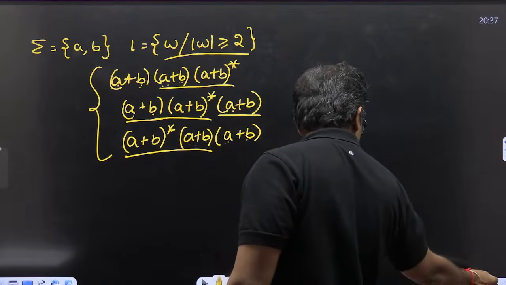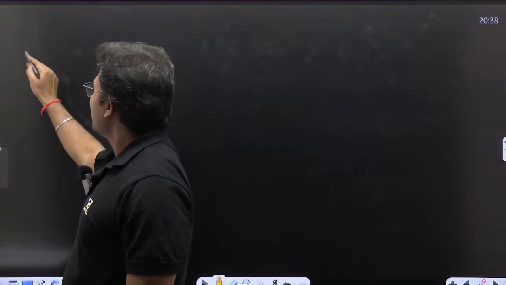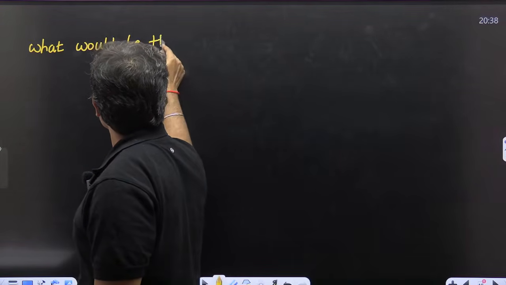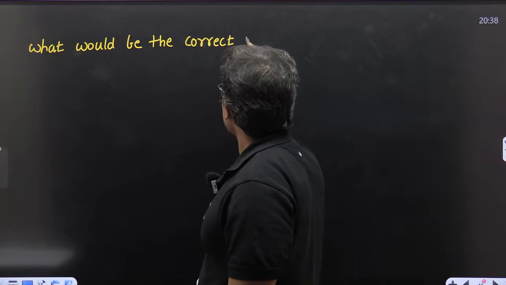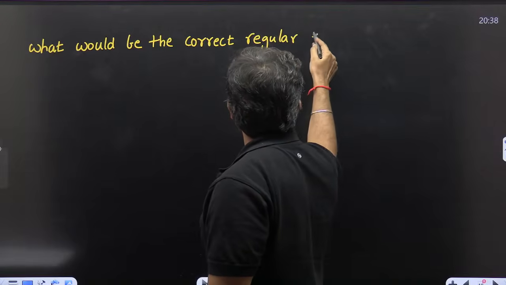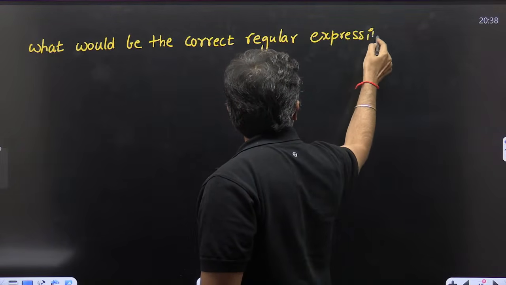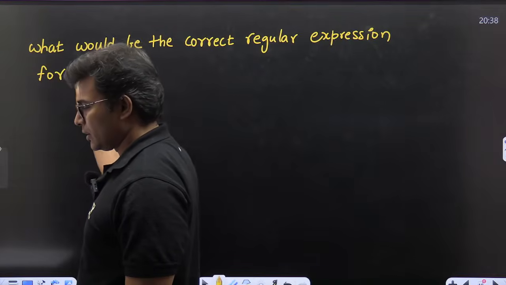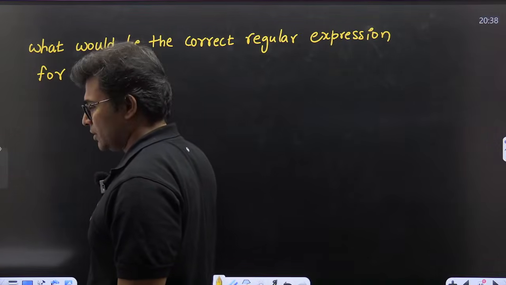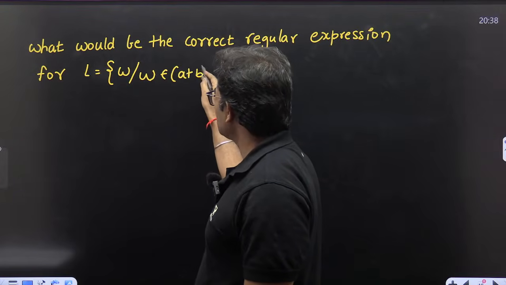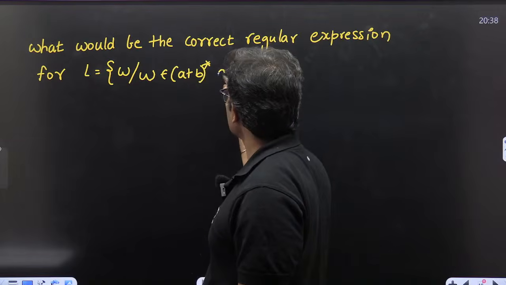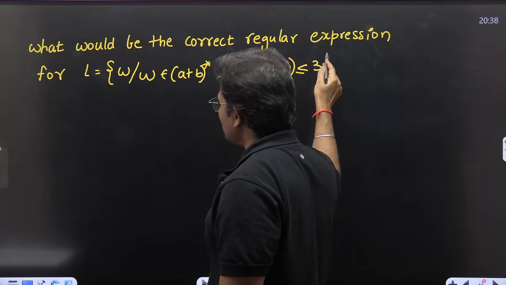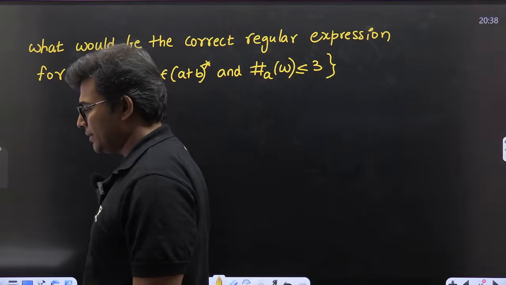Now answer this question. What would be the correct regular expression for L equal to W such that W belongs to A plus B star and the number of A's in W is less than or equal to 3?